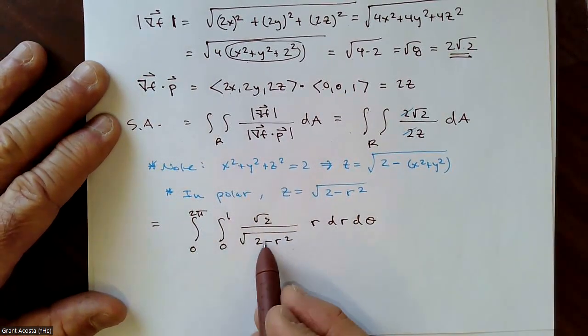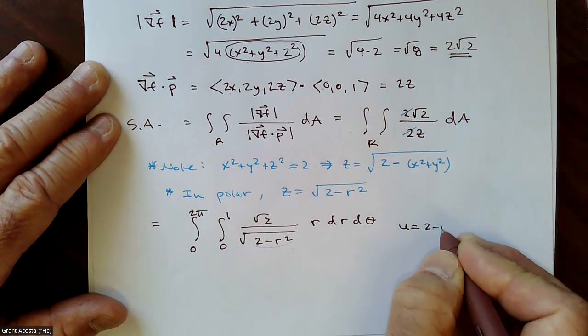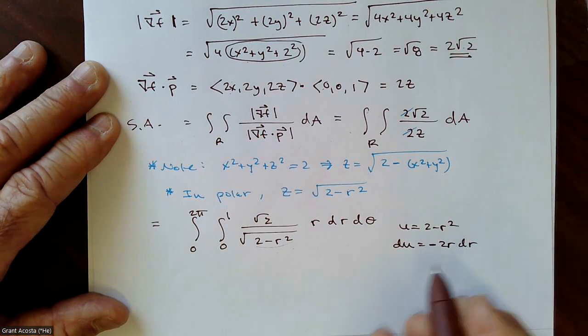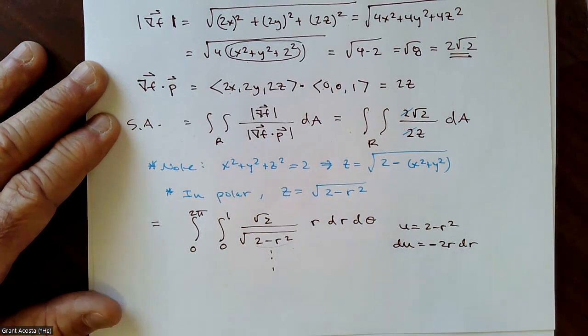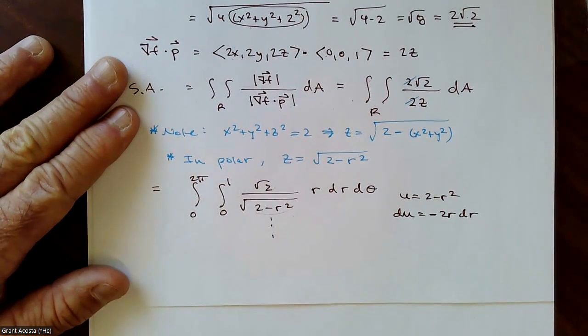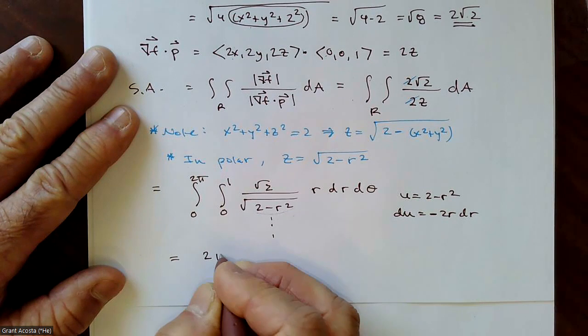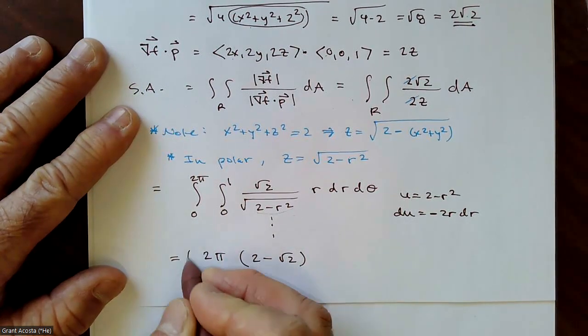Root 2 is a constant. You can do a u substitution. If you let u equal 2 minus r squared, your du is going to be equal to negative 2r dr, which you can make work because you have the r there. So I'll let you finish that because I think the setup is what I get most questions on here. You should get an answer of 2 pi times 2 minus the square root of 2.